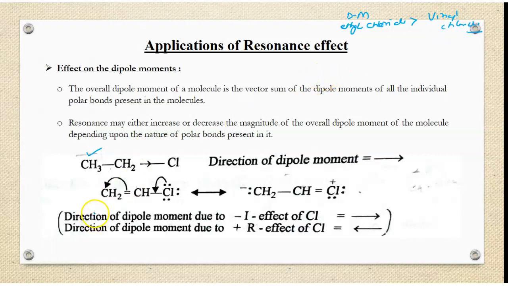Because in case of vinyl chloride, the inductive effect and resonance effect are operating in opposite directions, and thereby it is decreasing the dipole moment. So let me repeat it again for you. In case of vinyl chloride, the inductive effect and resonance effect of chlorine are operating in the opposite direction, that you can see over here, and thereby it will be decreasing the dipole moment as compared to that of ethyl chloride, where you only see the inductive effect, that is the minus I effect. This is your ethyl chloride, this is your vinyl chloride.